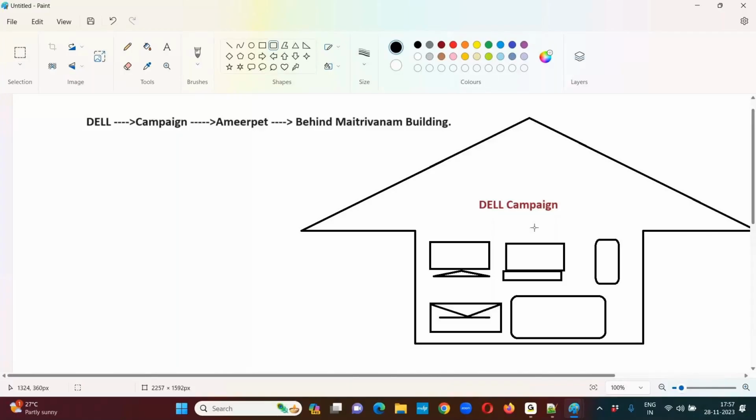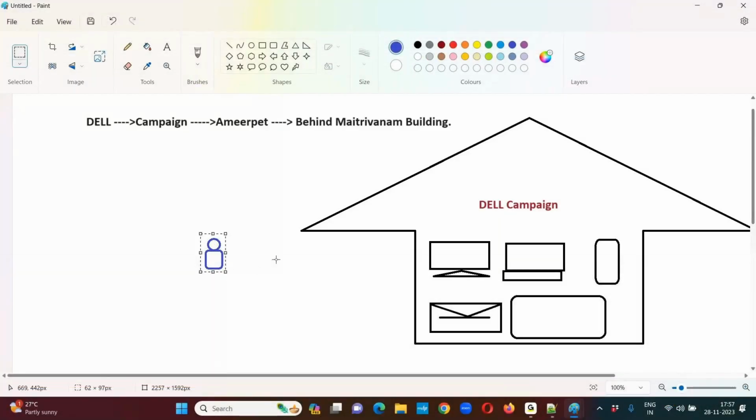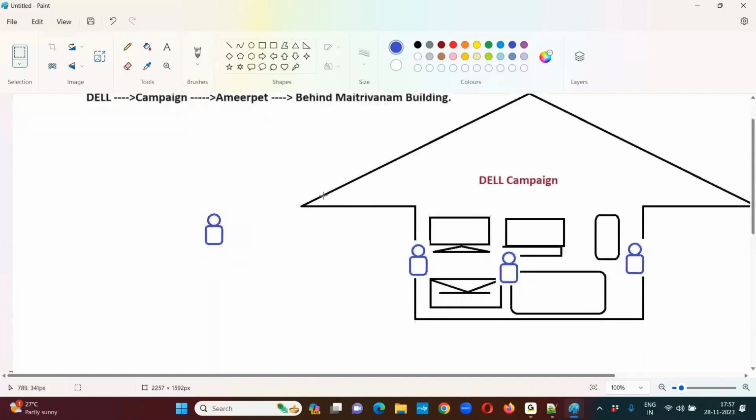Now in this campaign they will also have some marketing executives. From the Dell organization, they're having a few marketing executives. They're not only placing these products, they will have a few marketing executives here to explain about the products. Whenever a person is visiting this campaign, to explain the information about the products, they will have Dell marketing executives also.